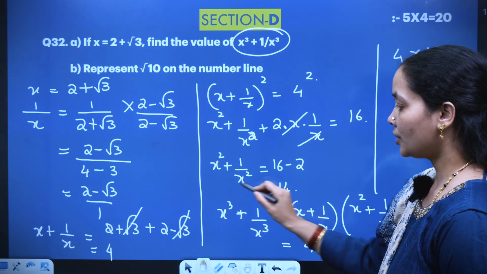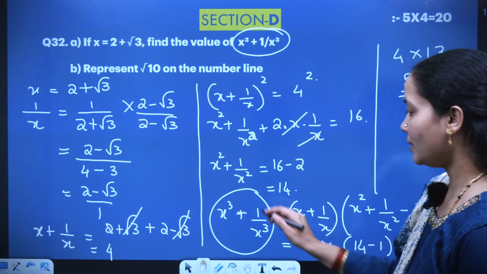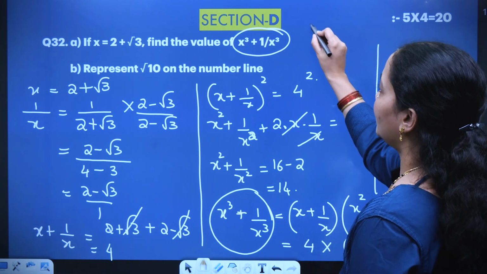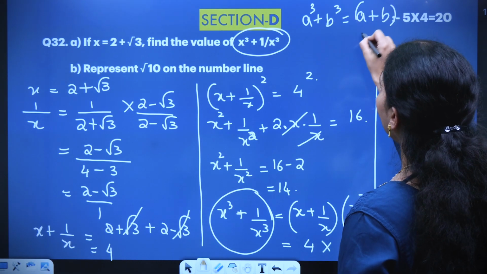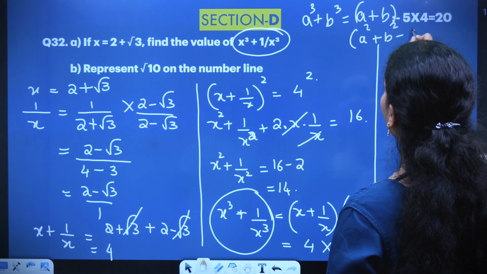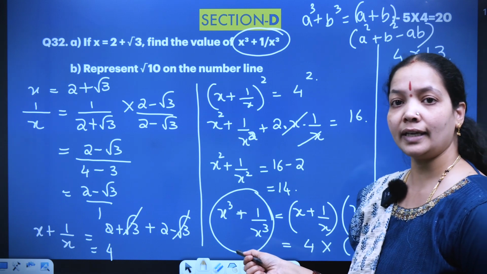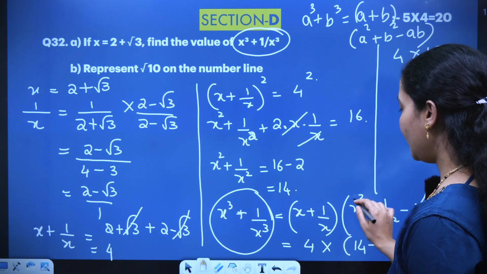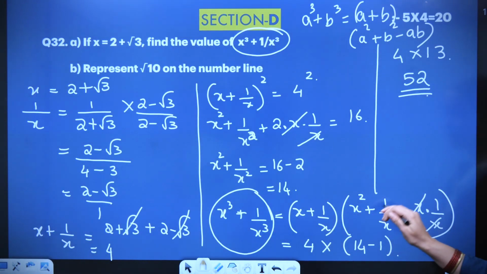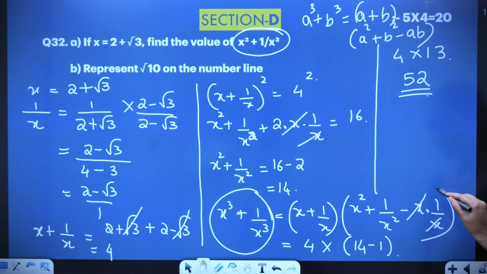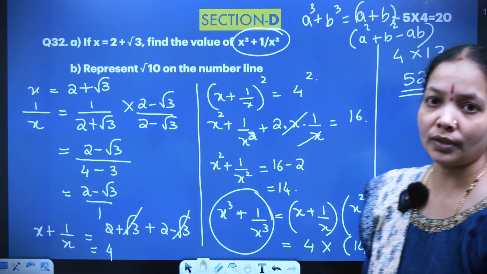Now I am taking the original format of what I want to find, that is x cube plus 1 by x cube. I will write the formula here: a cube plus b cube is a plus b into a square plus b square minus ab. I got the value of a plus b as 4. A square plus 1 by a square was 14, subtracted with 1. If you leave this one, you will go wrong. So that will be 4 into 13, exactly 52 here.